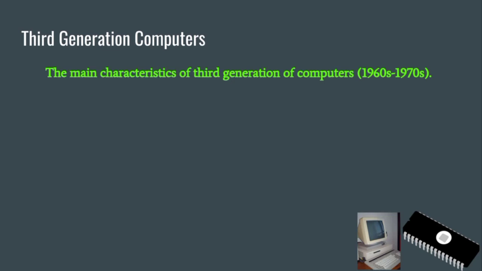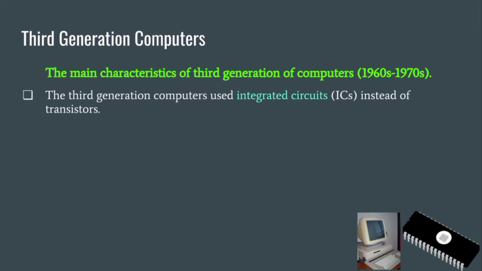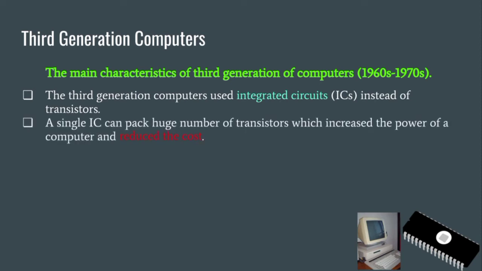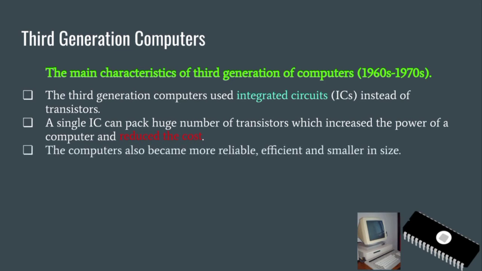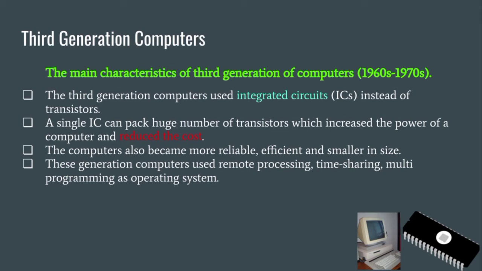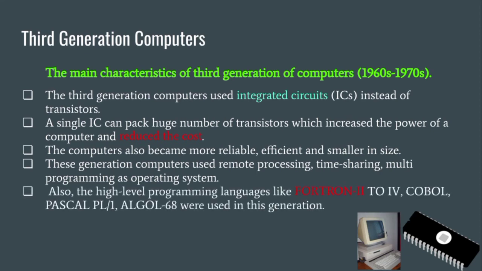Third generation computer. The main characteristic of third generation computers is that, from 1964 to 1971, they used integrated circuits, IC, instead of transistors. A single IC can pack a huge number of transistors, which increased the power of the computer and reduced the cost. The computers also became more reliable, efficient, and smaller in size. This generation used remote processing, time sharing, and multi-programming as operating systems. High-level programming languages like Fortran II, COBOL, Pascal, PL/1, and Algol 68 were used in this generation.